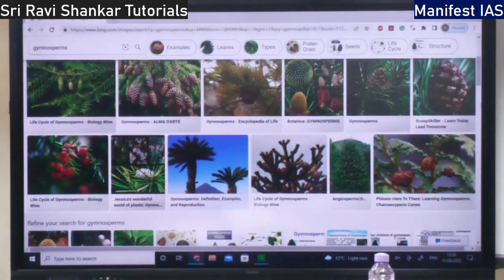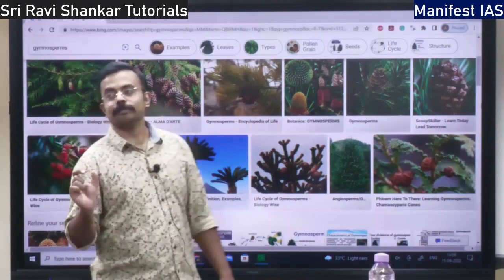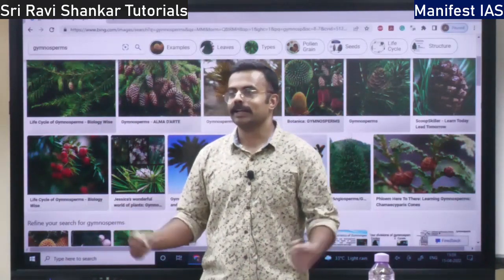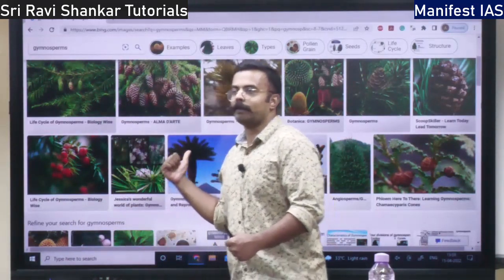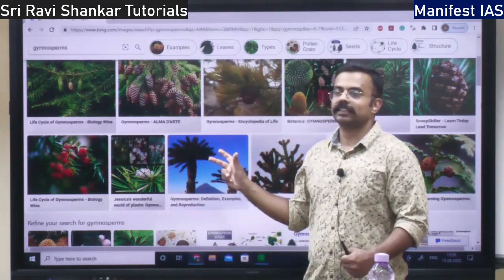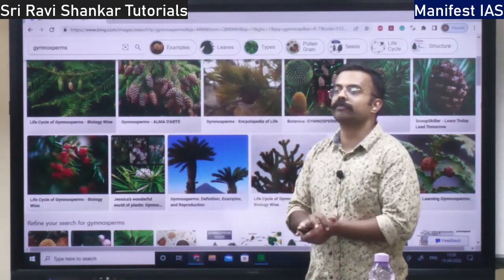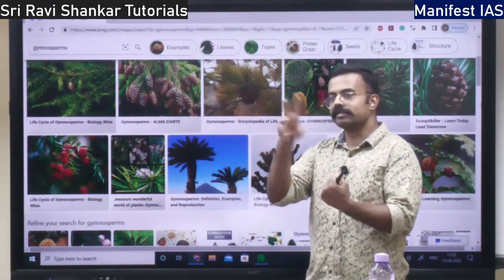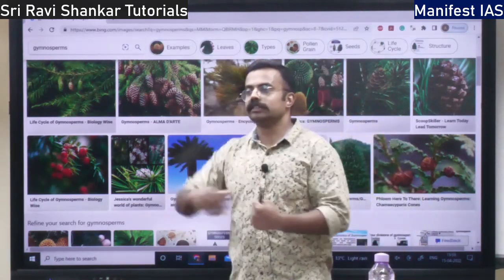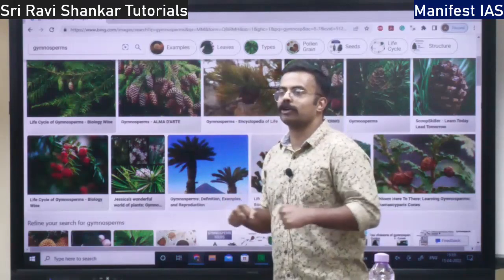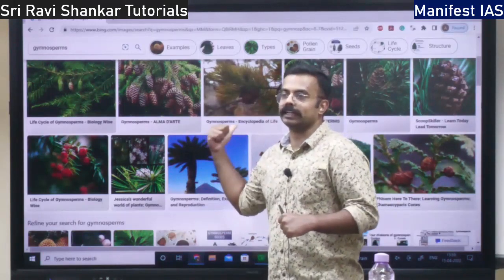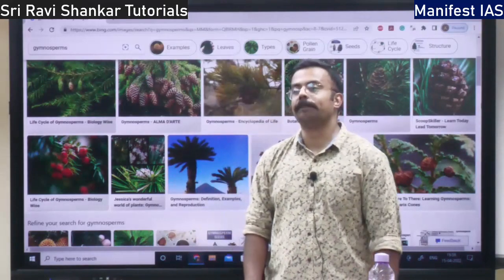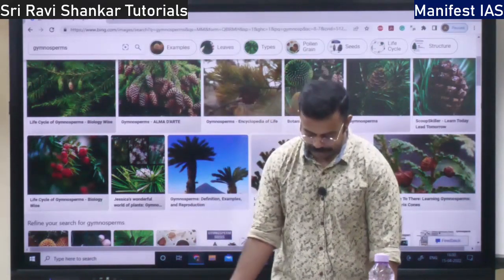See, in the word gymnosperms, there is the word gym. So what do they do in a gym? They show the body, right? So these plants are also showing their seeds. So seeds are not covered by the fruit. Mango is an angiosperm because the seed is covered by the fruit. Since they go to the gym, they want to project their seeds, their body, right? So these are gymnosperms. They are naked seed plants. Their seeds are naked, right?